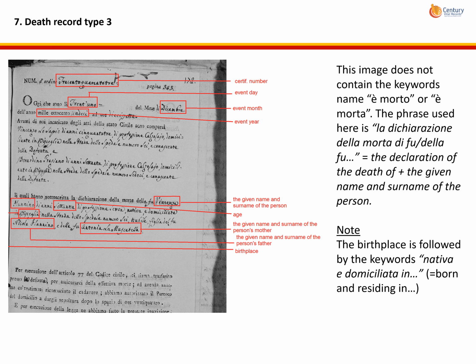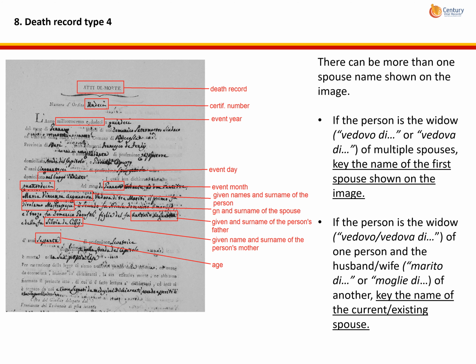In this image, the keywords used to indicate the name of the person and the birthplace are different from the keywords used on the previous images. If there is more than one spouse name shown on the image, key the name of the current spouse. If both spouses are shown as deceased, key the name of the first spouse shown on the image.